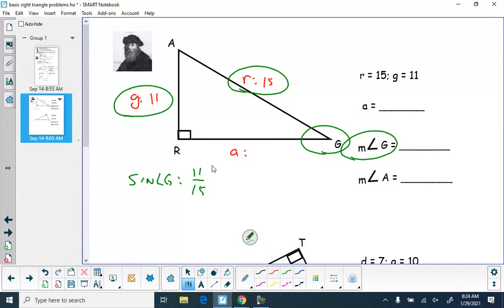Now, everything in mathematics has opposite operations. To get rid of a square, we square root. To get rid of a log, we take it to 10 to the power. To get rid of multiplication, we divide. To get rid of division, we multiply. To get rid of sine, we have to have an inverse operation to that. And that's your second function. So we can take the inverse sine of 11 over 15 and come up with an angle.